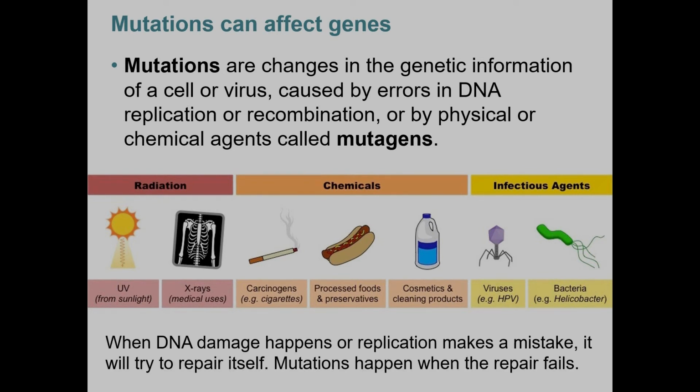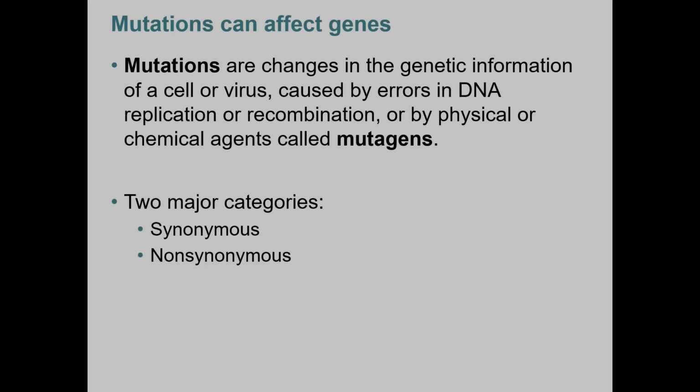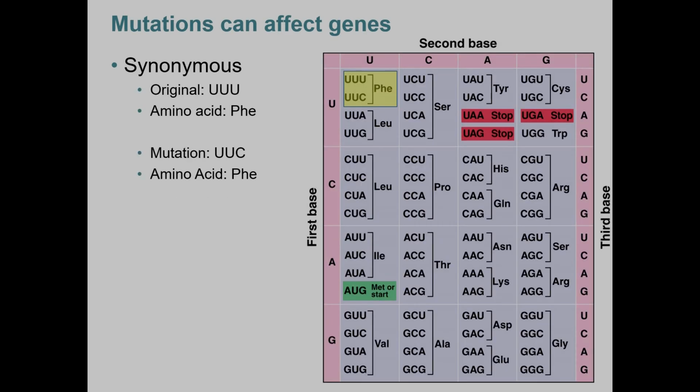Whenever DNA damage happens, which is the case for all 3 of these types of mutagens, or a replication mistake is made, the cell will try and repair itself. Whenever that repair process fails, that's when a mutation occurs. All mutations fall into 2 major categories. They're either synonymous or non-synonymous.